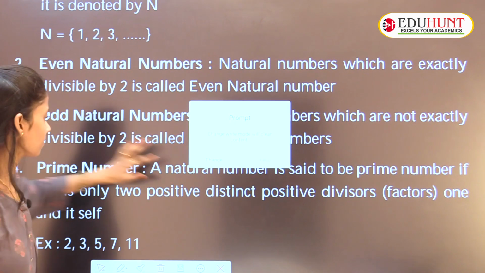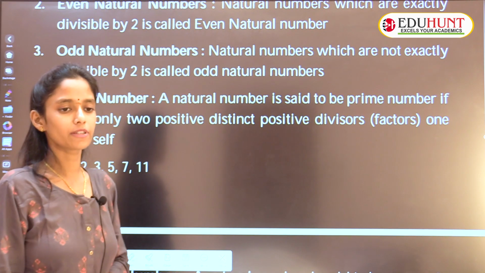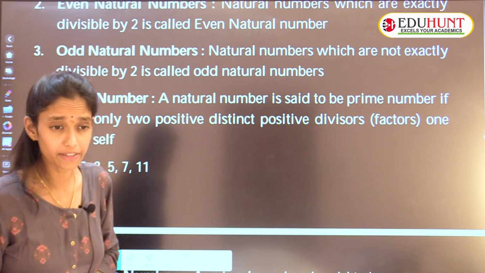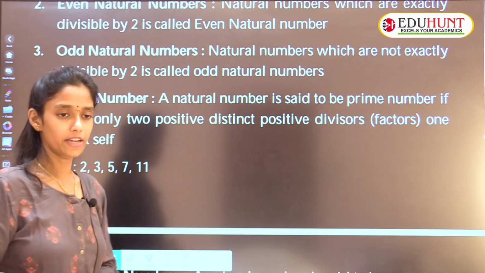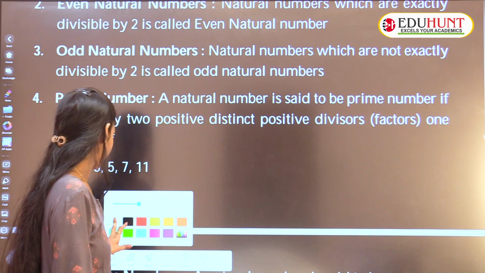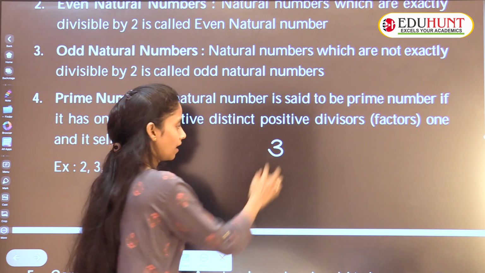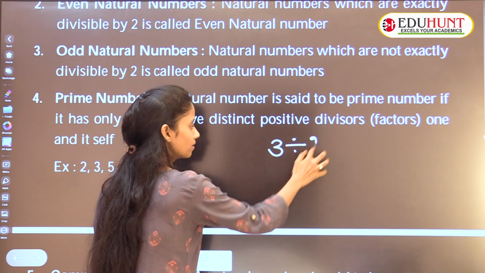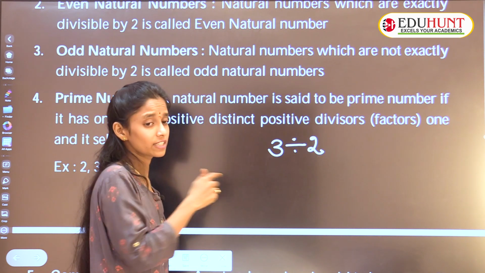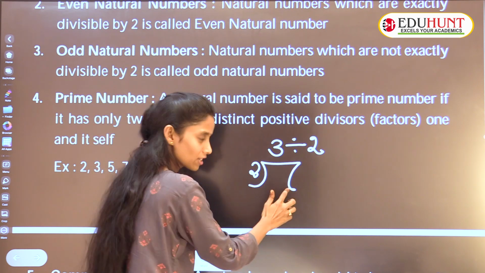Next, we will go with the odd natural numbers. Odd natural numbers means numbers which are not divisible by 2. That is called an odd natural number. So, I will show you one example here. So, 3. What did they say? Which is not divisible by 2. Once we will check it, is it divisible or not? You know that division. I think children all know the division.